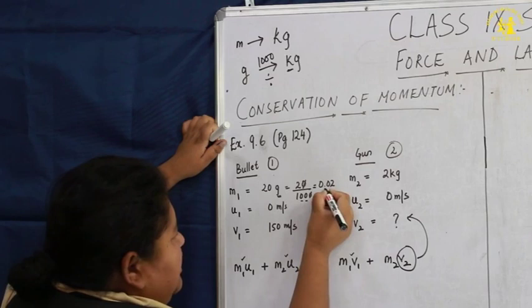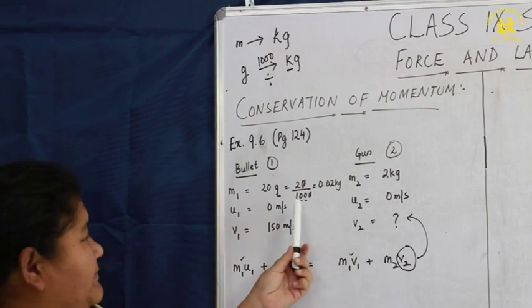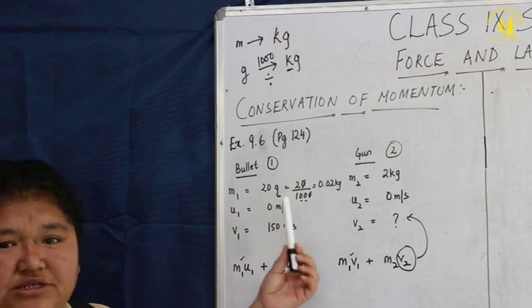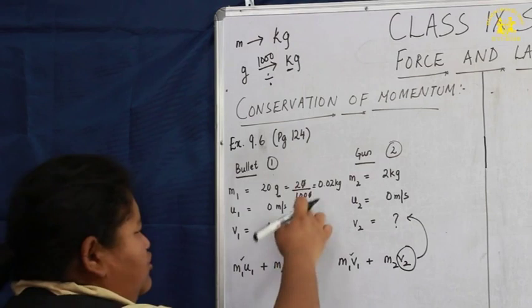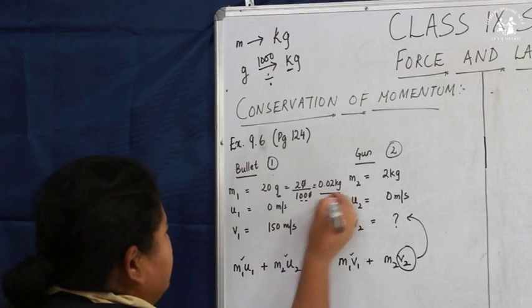Expressing it as a decimal, when you divide by a denominator with zeros, it becomes very easy. 2 1s are 2, 2 5s are 10. And shift the decimal point. So this is what we get as mass 1. Right. Okay. Now let us put the values.